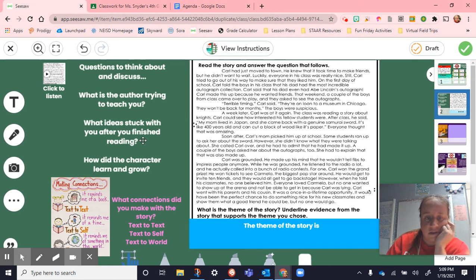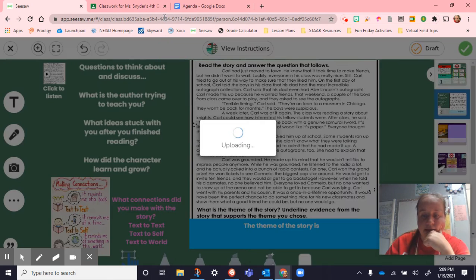And then we broke off into breakout rooms, and we talked about the following. We talked about what the author's trying to teach us, what ideas stuck with us after we finished reading. And then we talked about our character, Carl, and what he learned from all this. We talked about whether he was going to continue to act like he was acting. Do we think he learned his lesson? Things like that. So then we came up with a theme, and that was what we did for that.